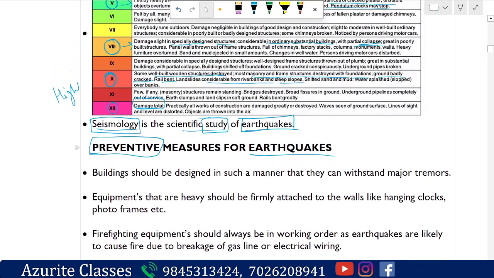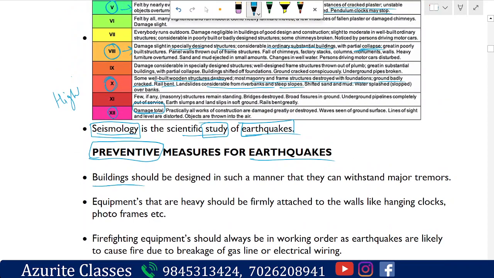That is why we have to construct buildings designed for withstanding major tremors, that is earthquakes. So we have to design the buildings properly and construct strong buildings, okay? That is earthquake resistant buildings. Heavy equipment should be firmly attached to the walls, like hanging clocks, photo frames, everything, okay? If you keep it properly and safely, then they may not fall, right?